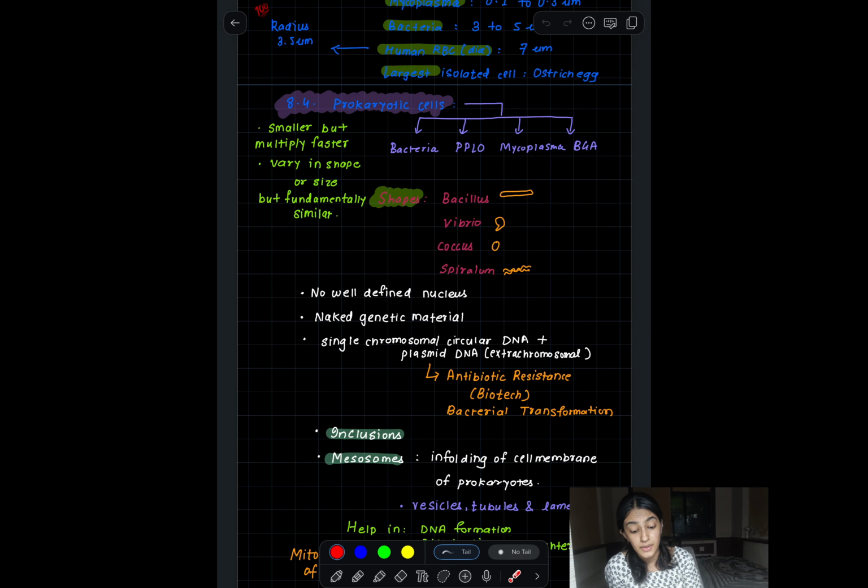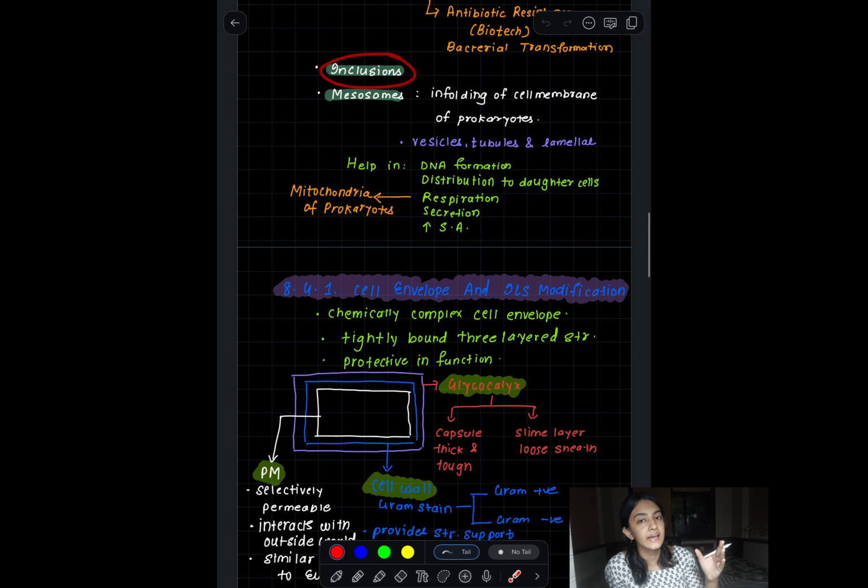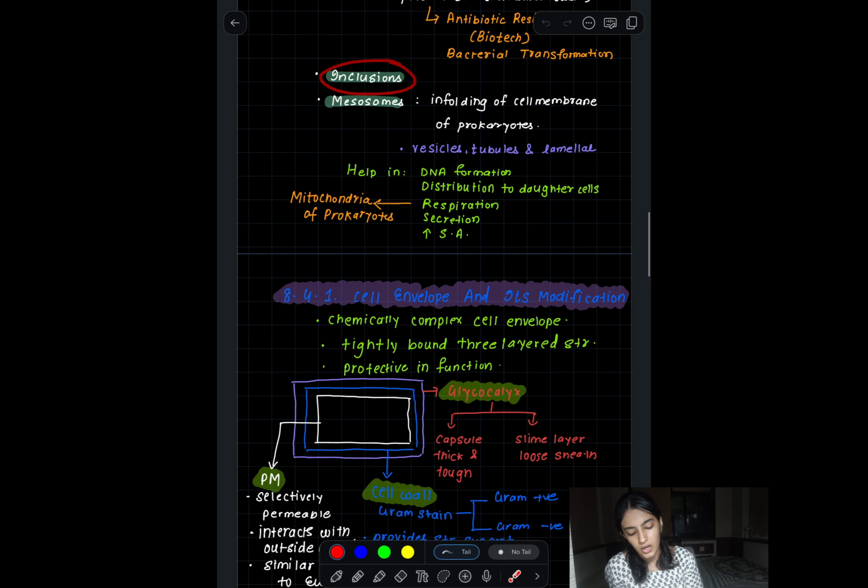The prokaryotes have a special structure called inclusions. They are basically extensions of plasma membrane. Now, one such inclusion given in your textbook is mesosomes. Again, they are enfoldings of plasma membrane. They are present in three types: the vesicles, tubules, and lamellae. They help in DNA formation, distribution to daughter cells, respiration, secretion, and increased surface area. Now, when we think about respiration, in humans or even the eukaryotes, the respiration is performed by mitochondria. So, we can call this organelle the mitochondria of prokaryotes.